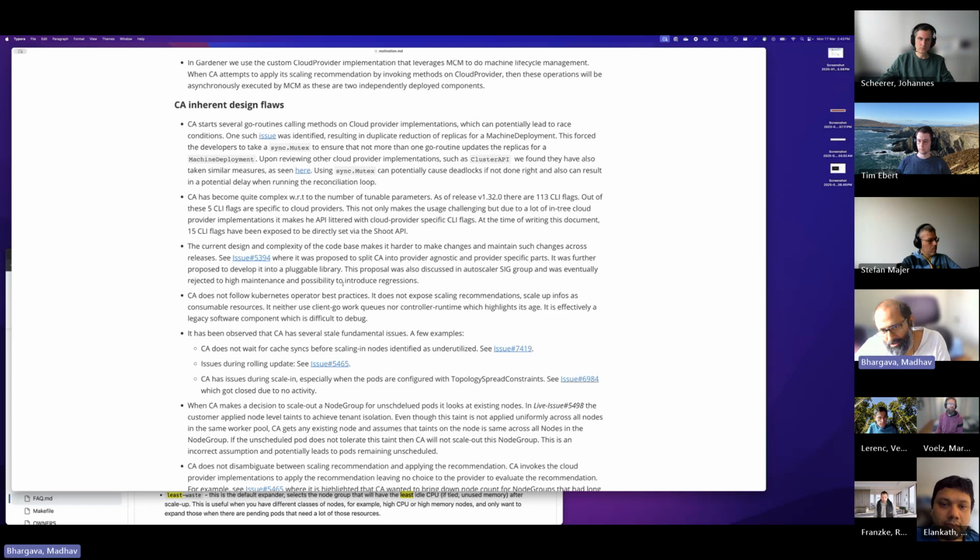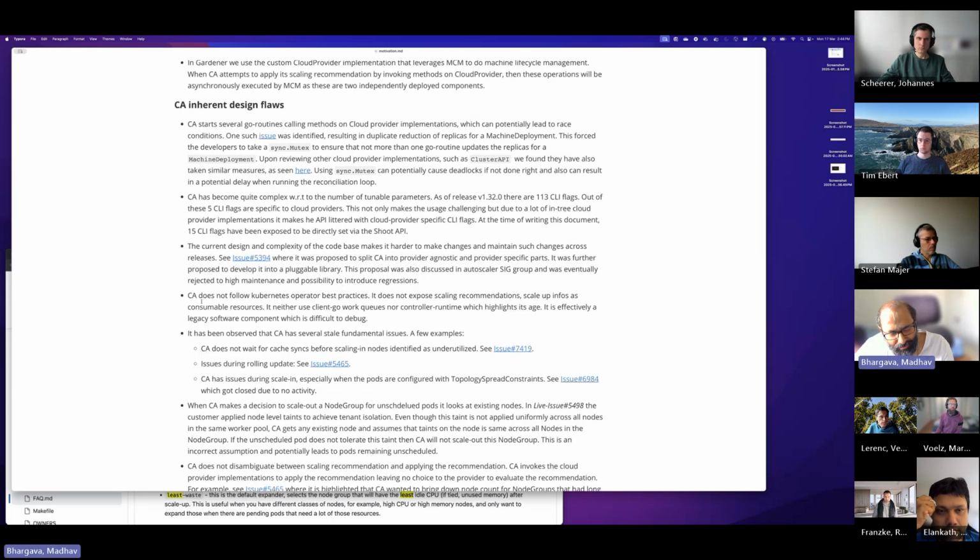This was actually discussed in the autoscaler SIG group, and then it was eventually rejected because, with the code that is there in its current shape and form, implementing this change means there is going to be very high maintenance, and because it's a very huge change, it possibly introduces regressions, and they were not very comfortable making this change. So any bigger change is something that they are not ready to take up at this point in time.